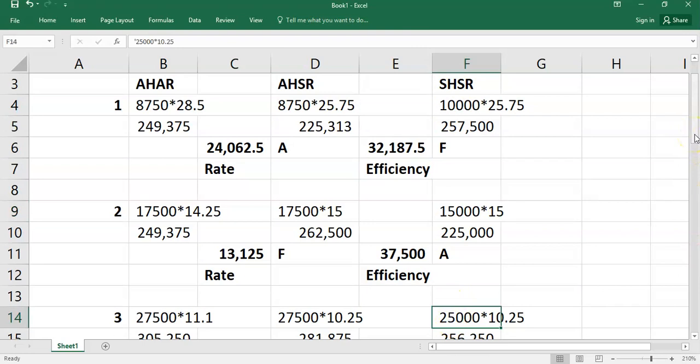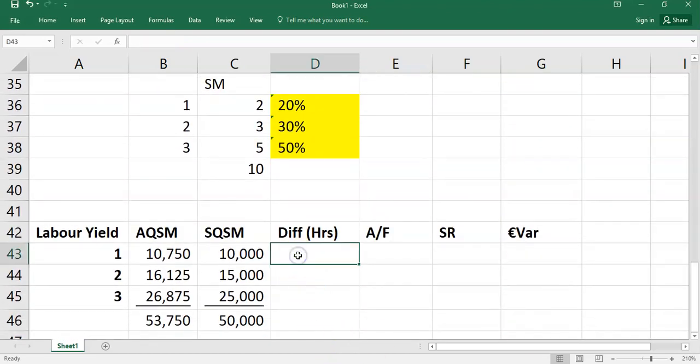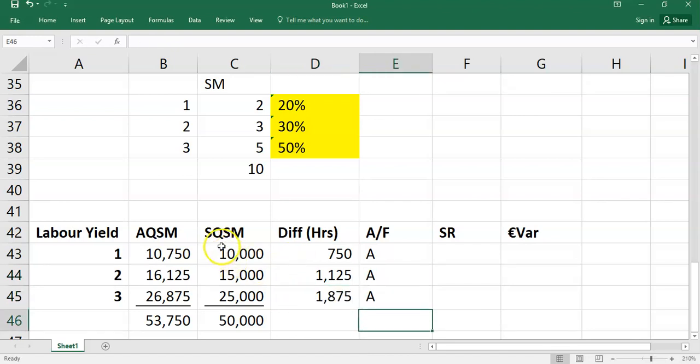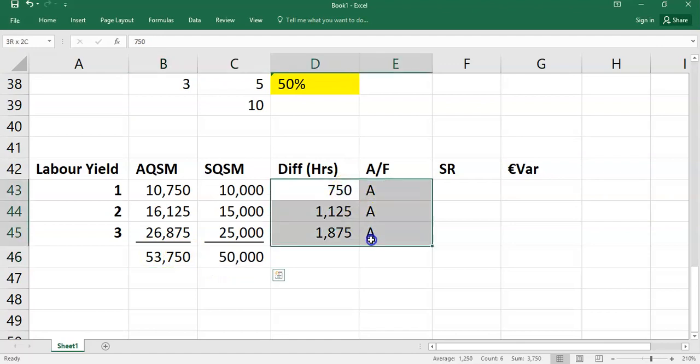So there is a benefit, as the examiner will often ask you for this. Not always, but sometimes they do. So we work across then. That's 750 adverse, 1,125 adverse, and this is 1,875 adverse. They're all adverse because all your actual hours are bigger than your standard. And the rule of thumb will be the difference here. You've worked 3,750 hours more than expected. So when you label your variances, they should sum up to the difference, which is 3,750. So use those as rules of thumb.